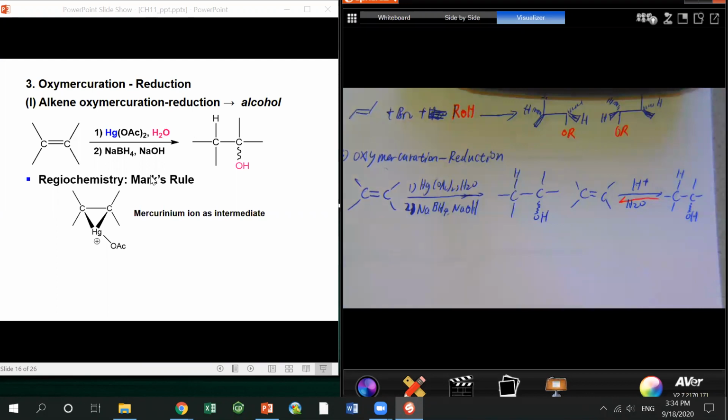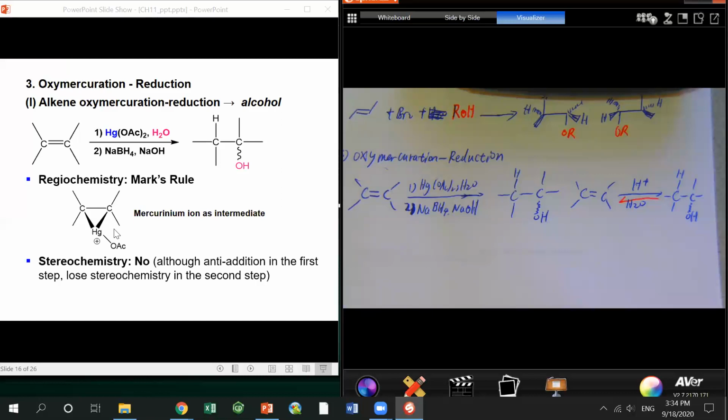The second advantage is related to its mechanism. It does not follow a carbocation; you form this triangle. For this reaction the mechanism is not required, so you don't need to remember this intermediate, but keep a little idea of the triangle. When you open the ring, it won't generate rearrangement products. No rearrangement. For the regiochemistry, it is similar to acid-catalyzed hydration: it follows Markovnikov's rule. Let me give you one example.